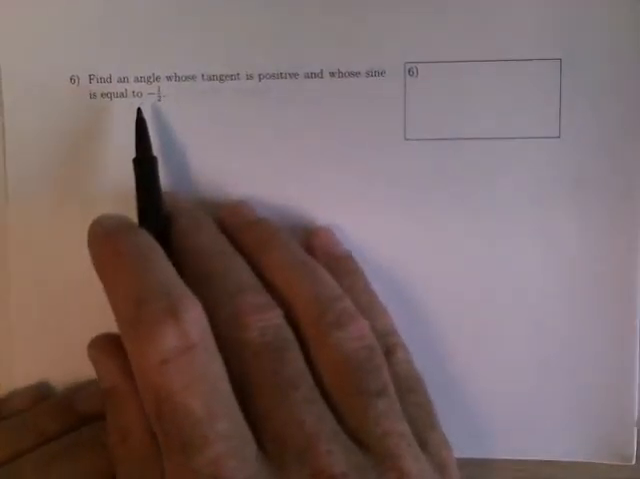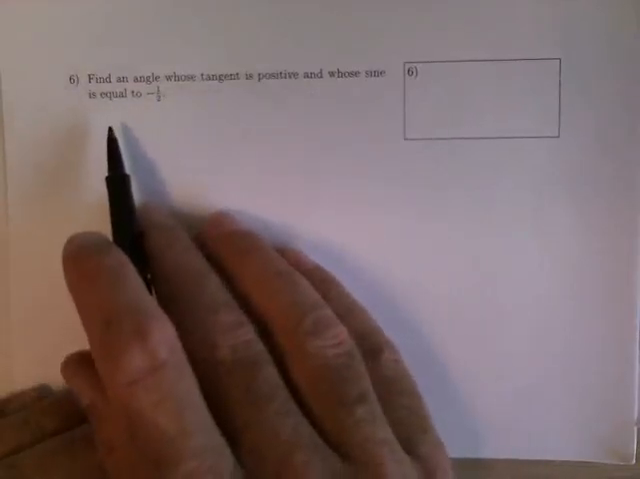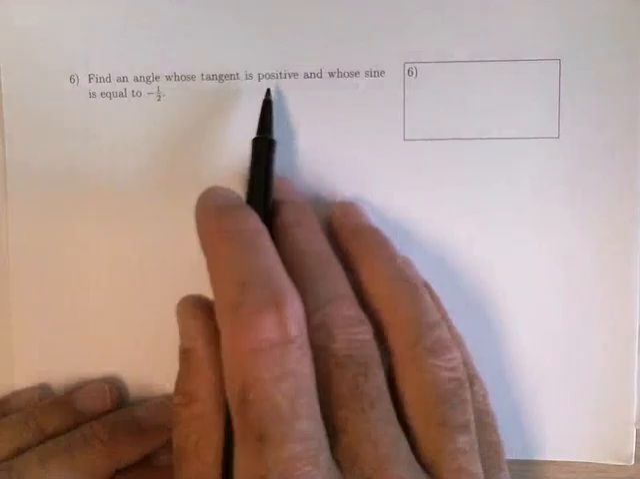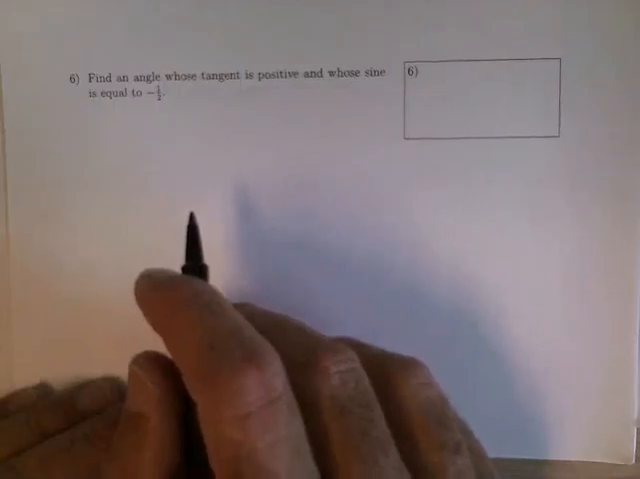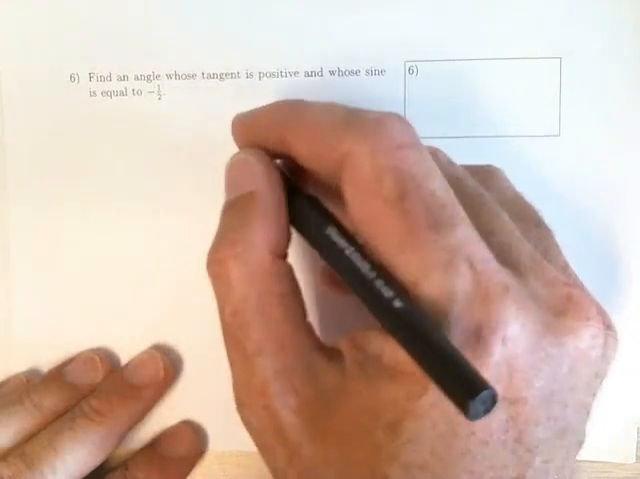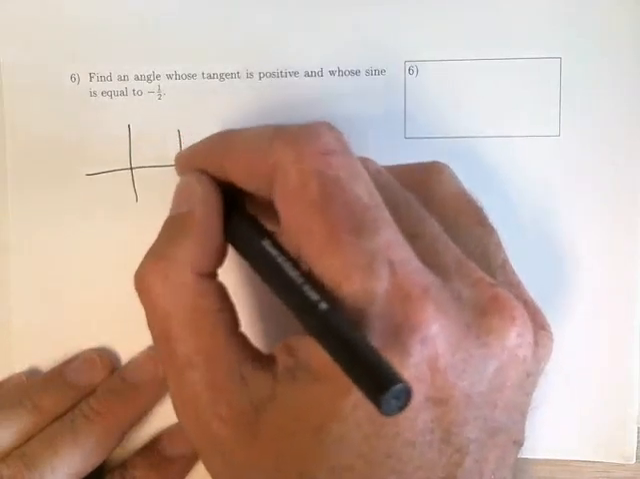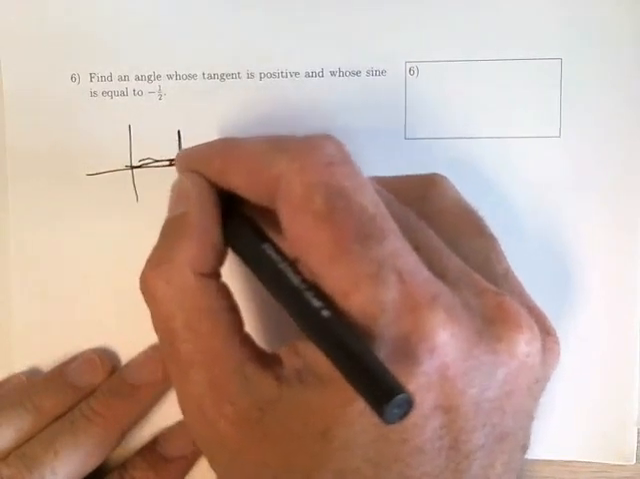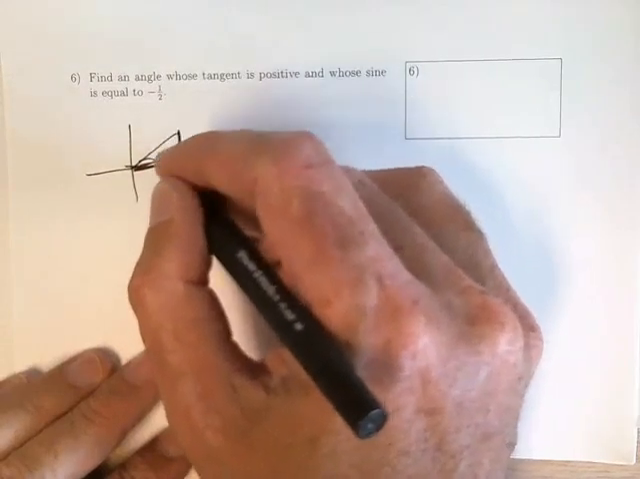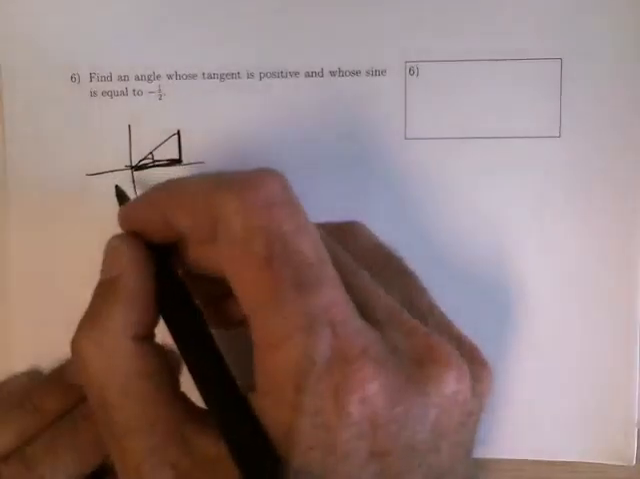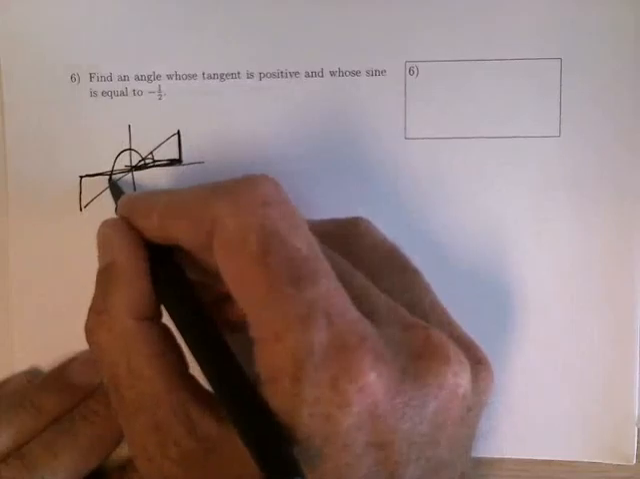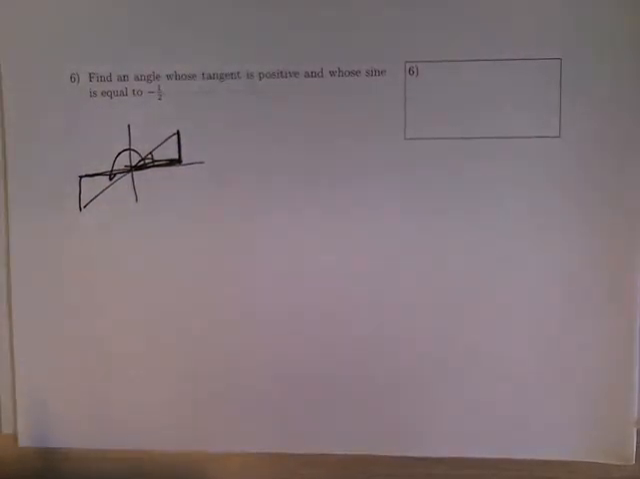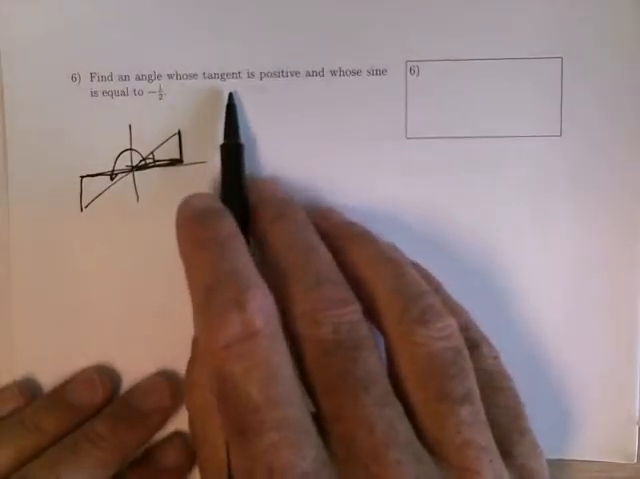Number 6. Find the angle whose tangent is positive and whose sine is equal to a half. So I'm looking for an angle whose tangent is positive. Tangent is y divided by x. So if y and x are both positive, then I've got an angle here that would have a positive tangent. Also, if the y-coordinate is negative and the x-coordinate is negative, then I've got an angle clear over here where the tangent is positive, right?